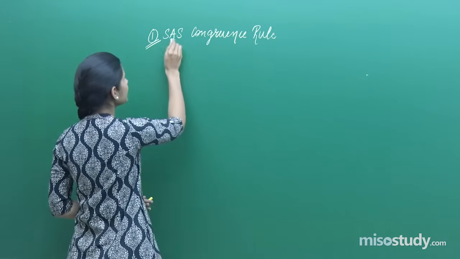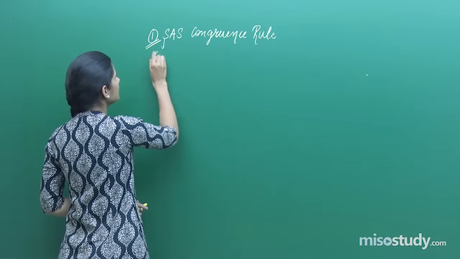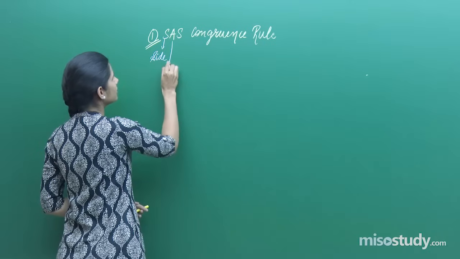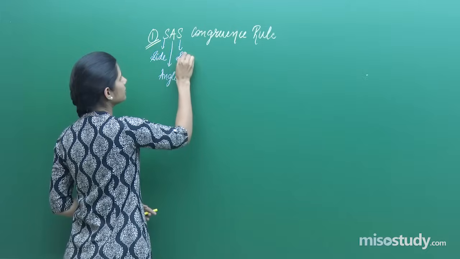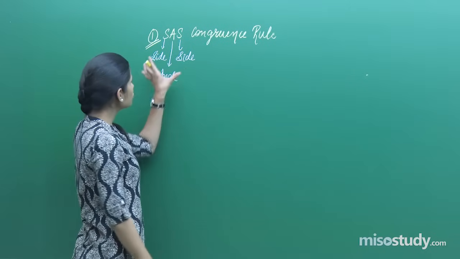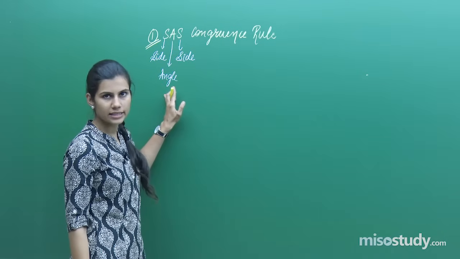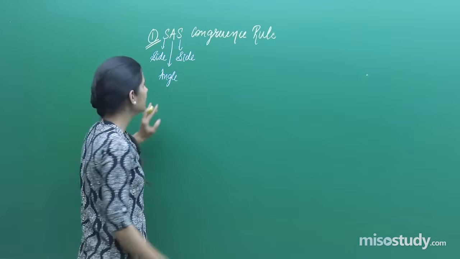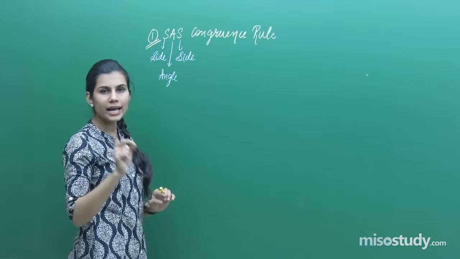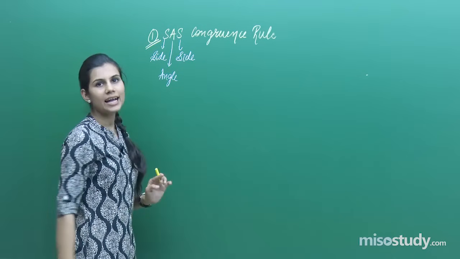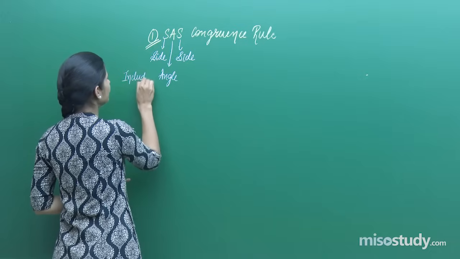As the name suggests, you can see A is written in between two S. That means side, angle, side. Two sides and one included angle between the two sides is what this notation stands for. One side, another side, and in between those two sides, the included angle between them is the angle A representing. So this is nothing but the included angle.